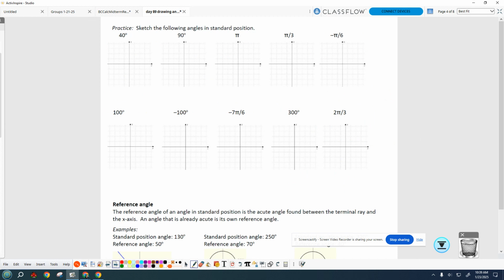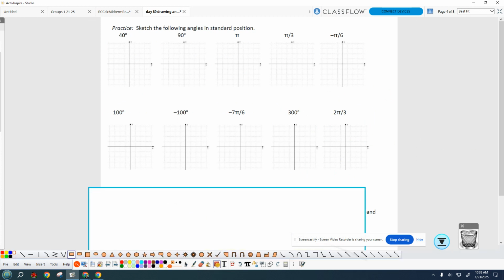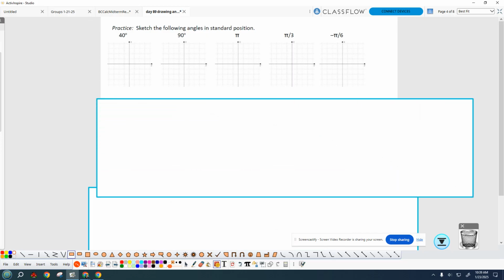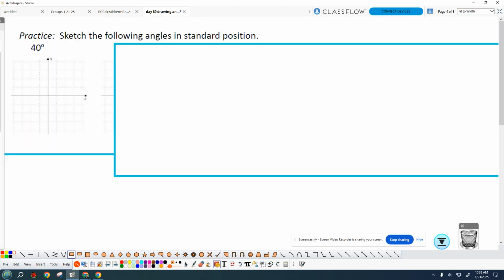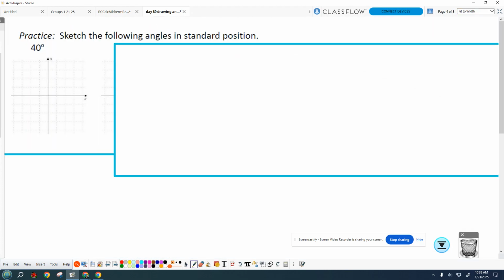All right, we're gonna do a couple of things here. Want to practice drawing them in standard position. So 40 degrees, starting here, going in the positive direction. Does it go past that stick at the top, or no? Do I draw it more than this, less than this, or about there? About that? Okay, I agree. That's 40 degrees. There it is, drawn in standard position.